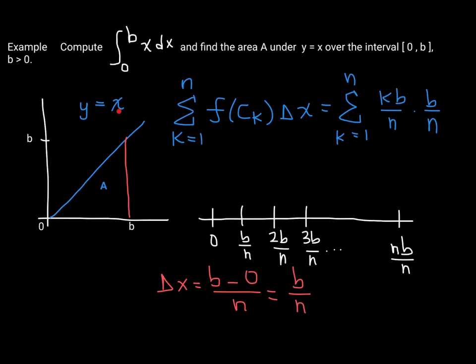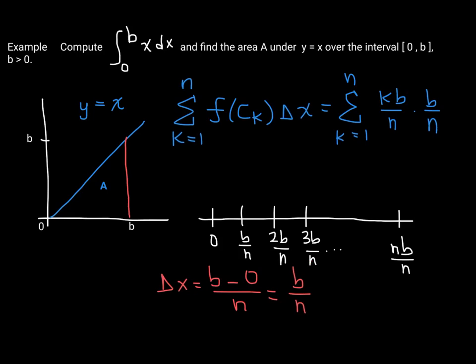So whatever you plug in, that's what you get out. It's the identity function. So if I'm plugging in b over n, I'm going to get b over n out. If I plug in 2b over n, right, I'm plugging in my right endpoints, then I'll get that out. If I plug in 3b over n into my function, I'll get 3b over n out.